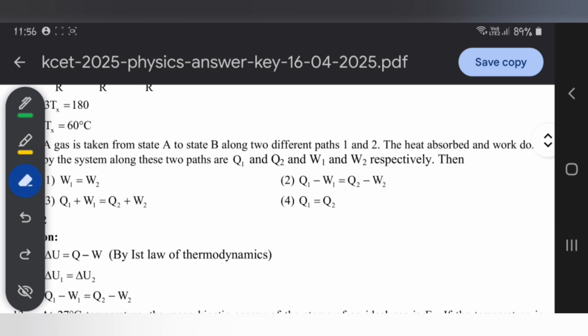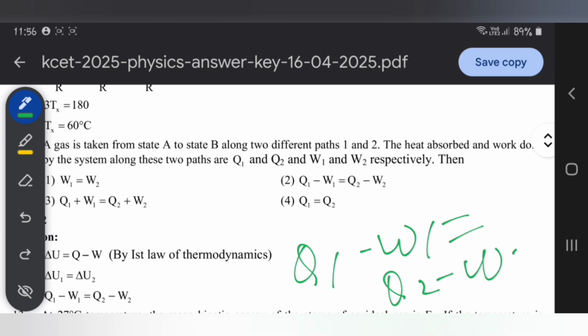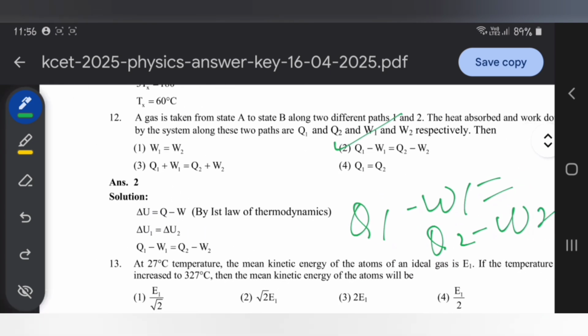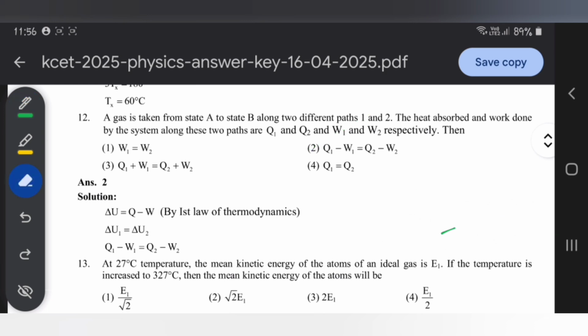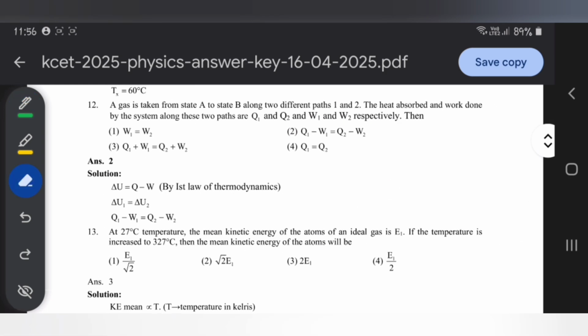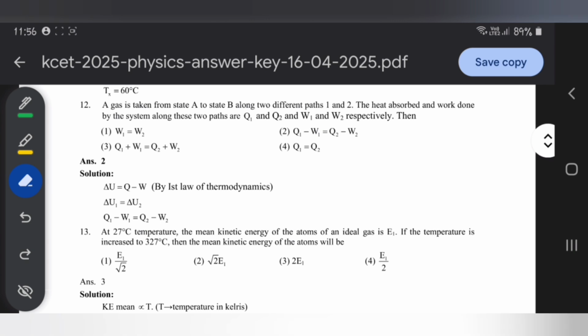So in that case, delta U remains common. So Q1 minus W1 is equal to Q2 minus W2. This is what you should know. Simple. By the time you're done, your answer will be option number 2. Even the solution has been provided. If you wish to check, you can check that. If you want, you can also take a screenshot. Simple. Let's move on to the next question.